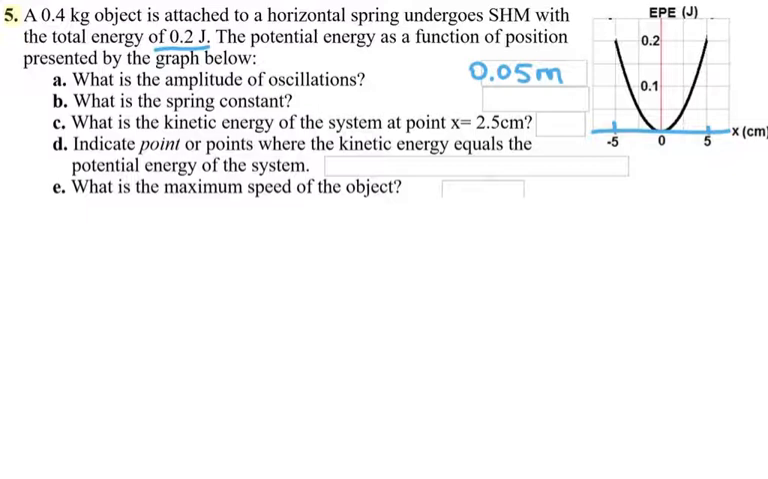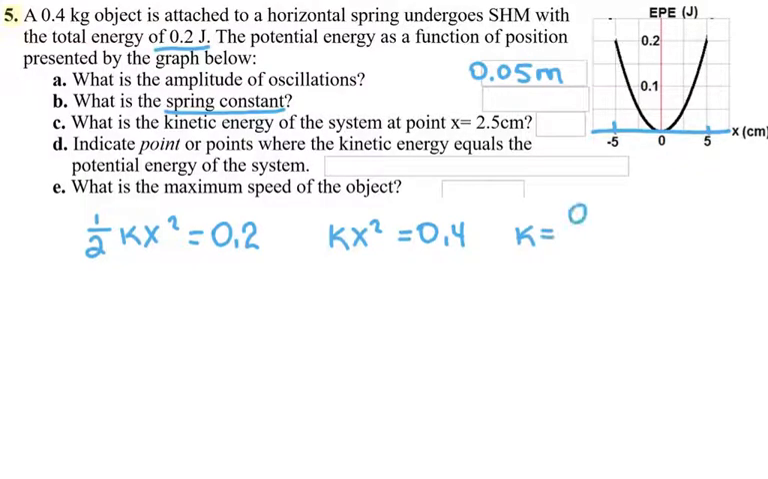And I can use the maximum potential energy is equal to 1/2 kx squared and equals 0.2, the maximum energy that is given. So if I multiply by 2 both sides, I have kx squared is equal to 0.4. And they ask you for the spring constant, so that's k. So k is equal to 0.4 divided by x, that's the maximum displacement, which is 0.05 squared, and I get k is equal to 160 newtons per meter.